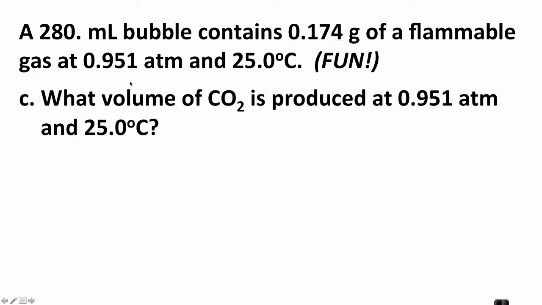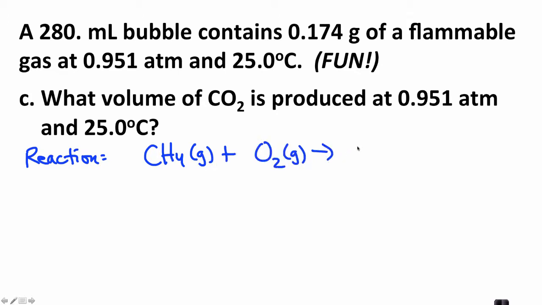Okay, next, what volume of carbon dioxide is produced at 0.951 atmospheres and 25 degrees Celsius? And of course, first of all, we should consider the reaction that takes place, and methane gas, CH4, reacts with oxygen gas, and if it combusts, it makes carbon dioxide and water. And the water initially is a gas, and if we let it cool down, it'll turn into a liquid. And of course, we would need to balance this equation to accurately describe what's going on.